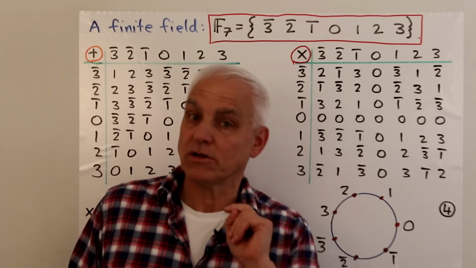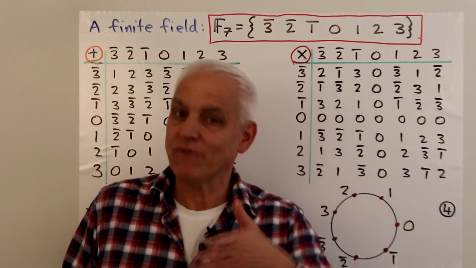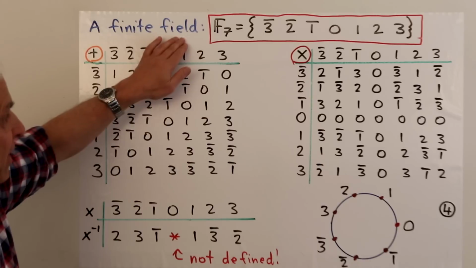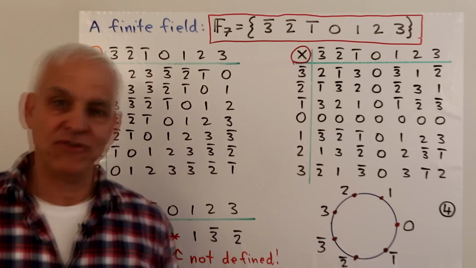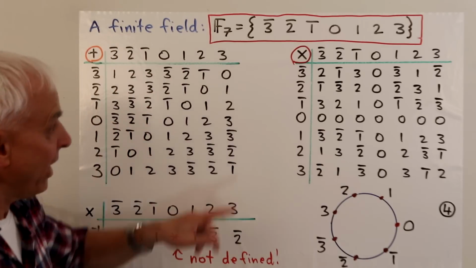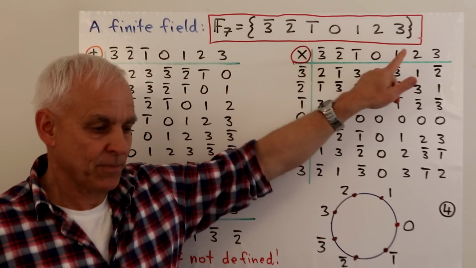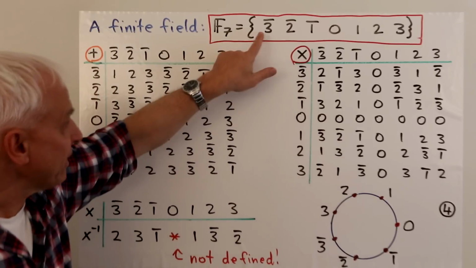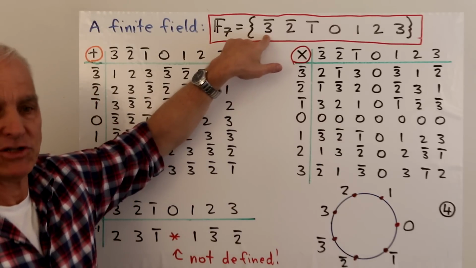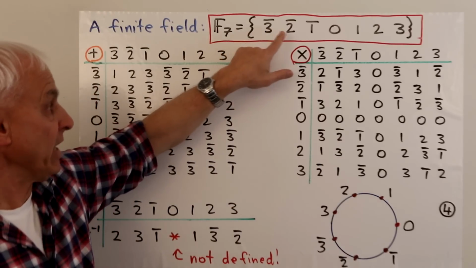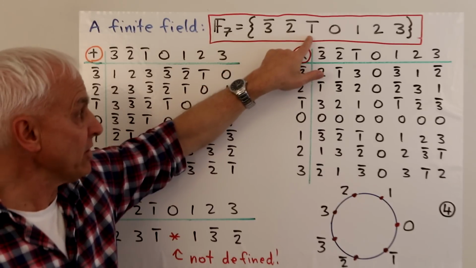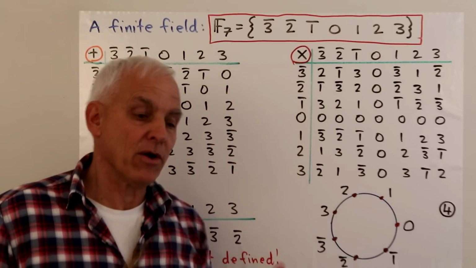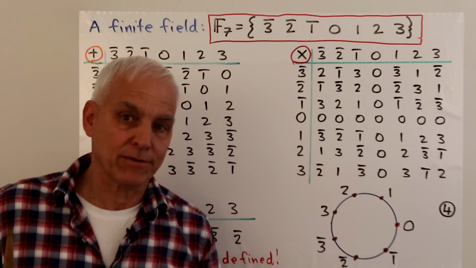So let's start there. Let me give you an example of a finite field so you can see what it looks like. So here is a finite field. Its name might be F7. It has 7 elements. And here are the 7 elements, written in an unusual form. Remember that this 3 bar is really the same as minus 3. So we can read this as minus 3, minus 2, minus 1, 0, 1, 2, 3. Those are the 7 elements in this field.